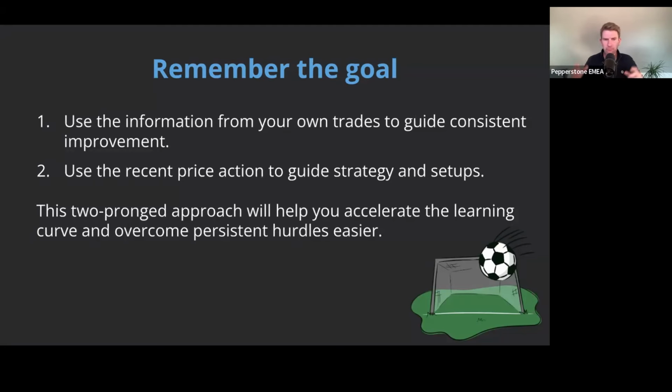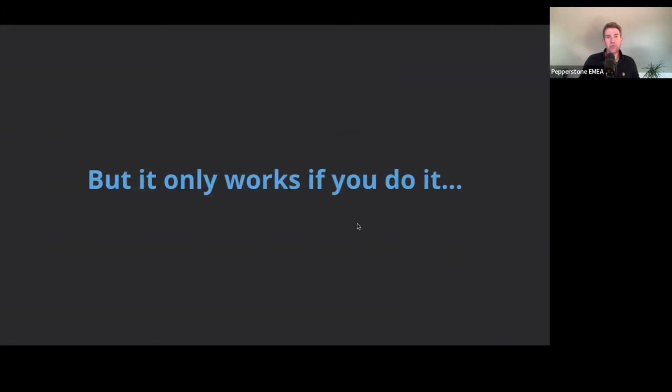You get the idea. And the thing is, if you use this two-pronged approach, you're going to force yourself forward like a speedboat. You're going to help accelerate yourself forward because you've got two engines fueling it. You've got the learning from the actual price action, the market environment, but you've also got the consistent improvement and learning from your actual trades as well. But again, it only works if you do it.